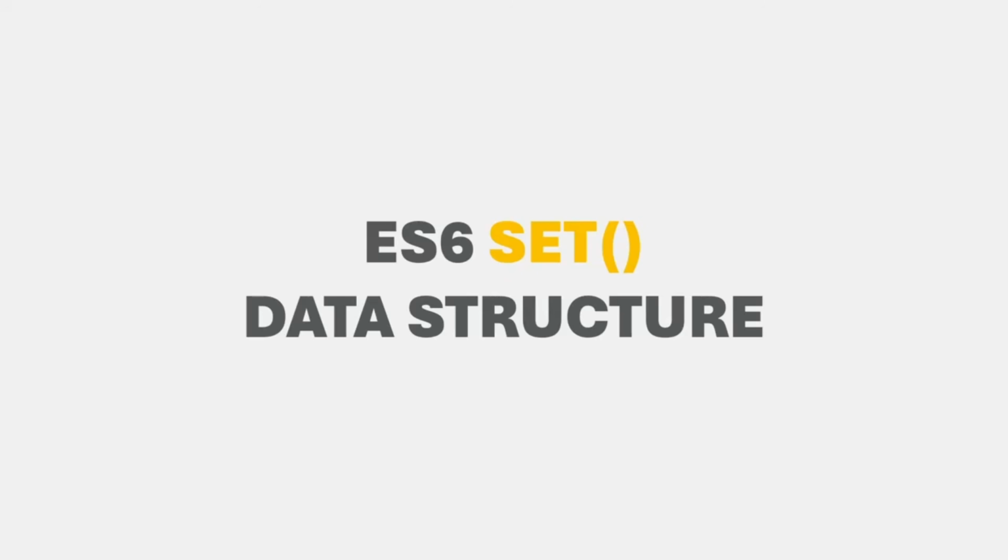Prior to ES6, in JavaScript, there were only two data structures, objects and arrays. But with the release of the ES6 version of JavaScript, along with arrays and objects, we also have two more data structures, and that is maps and sets. So in this lecture, we are going to learn about the set data structure and how it stores data.